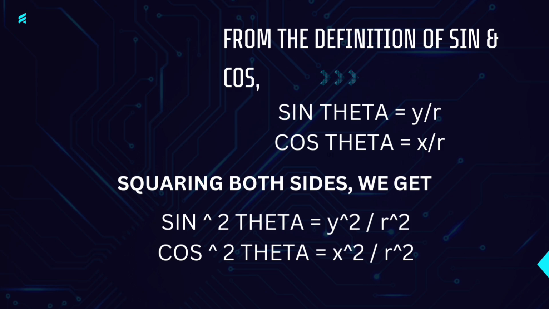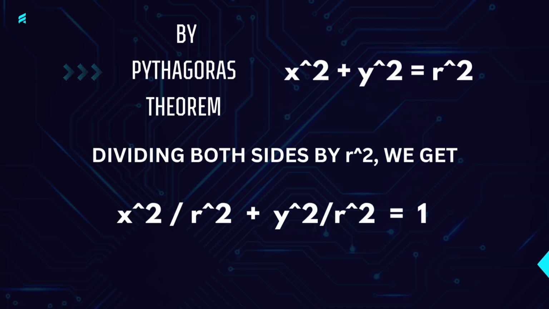Now squaring both sides, that is sin square theta equal to y square by r square. Similarly, cos square theta equal to x square by r square. Now by Pythagoras theorem, which we have studied in our lower classes, x square plus y square equal to r square, right? Hypotenuse square is equal to the sum of the opposite side square and adjacent side square.